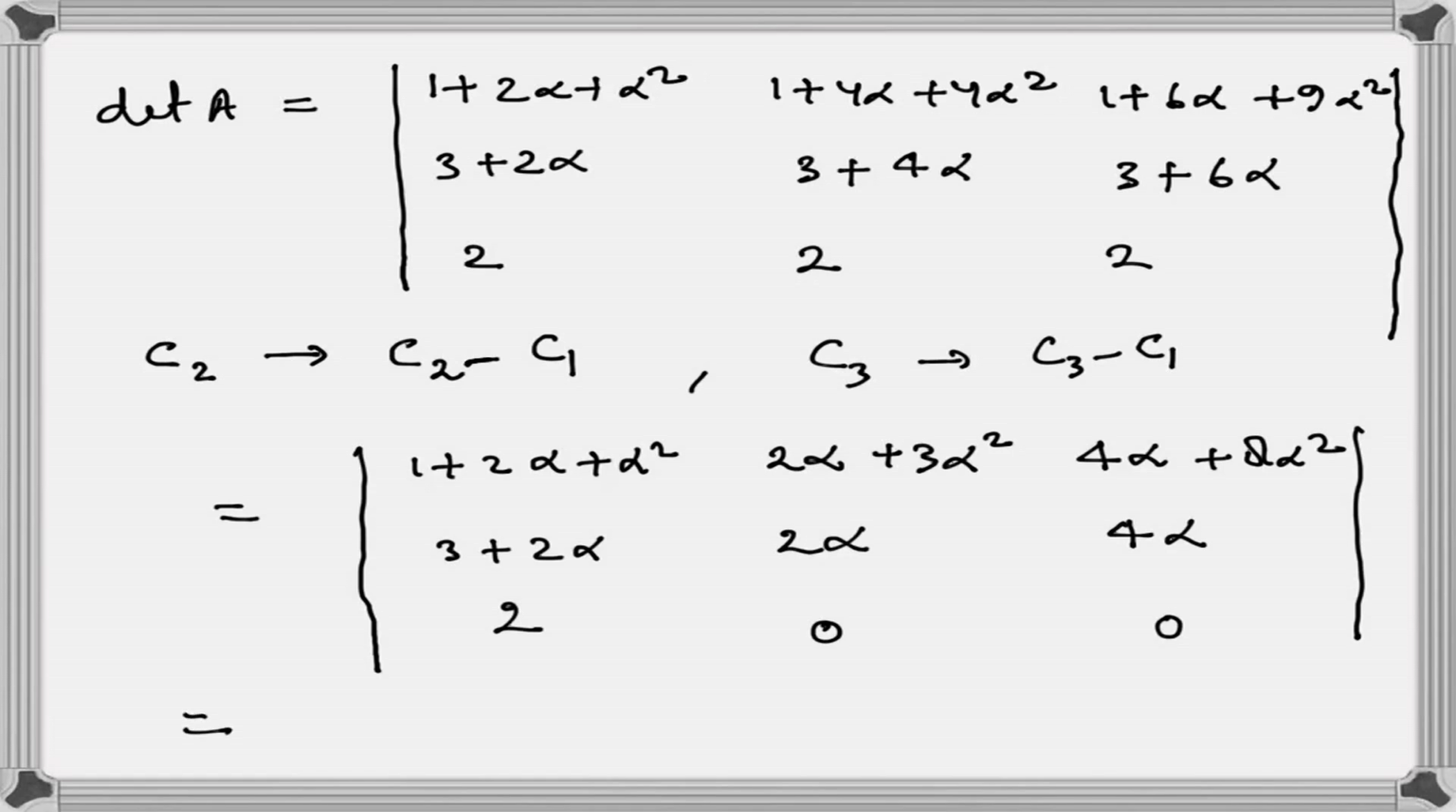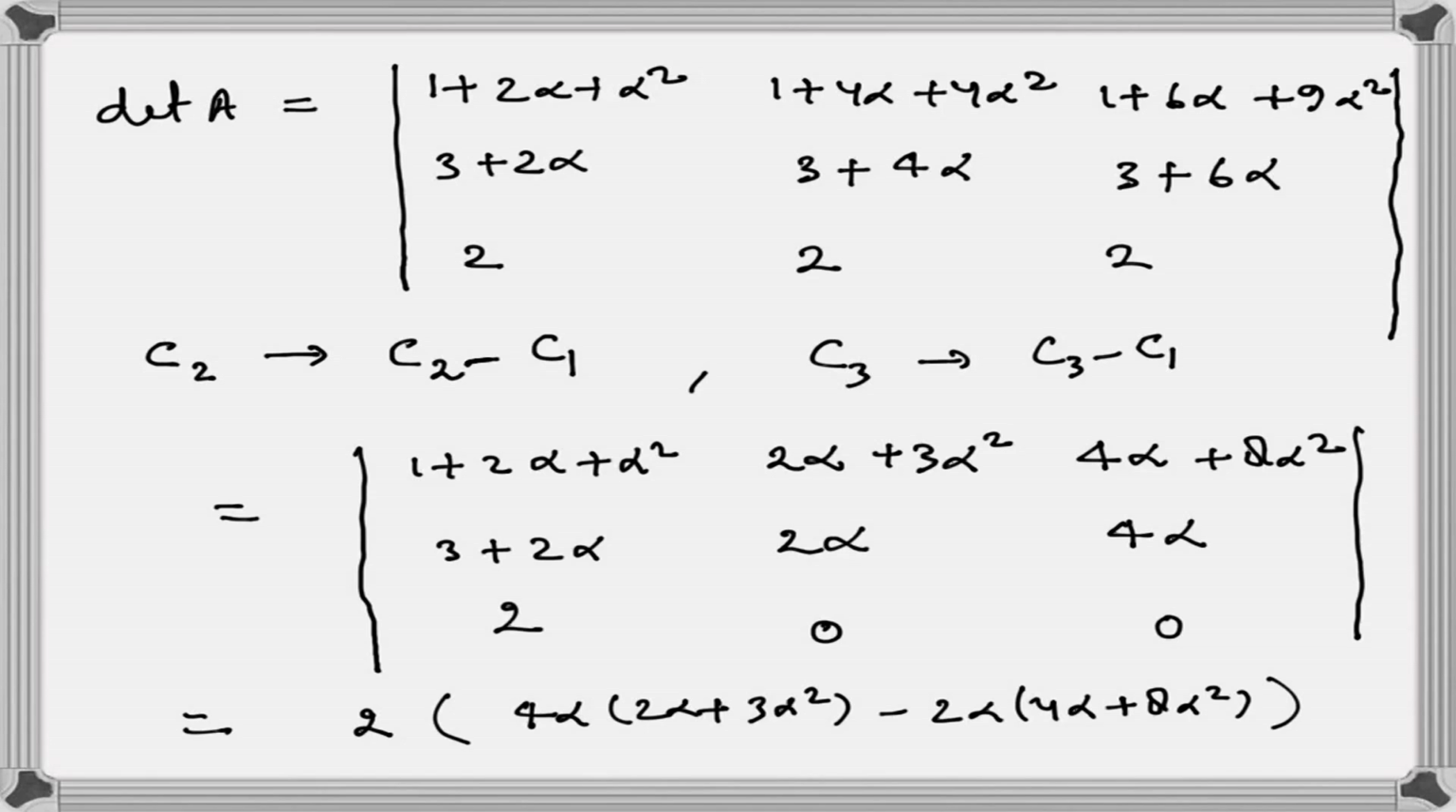Now we can just open the determinant across the third row. This is nothing but 2 times, 4 alpha into 2 alpha plus 3 alpha square minus 2 alpha into 4 alpha plus 8 alpha square, and this gives me 2 times 8 alpha square plus 16 alpha cube.